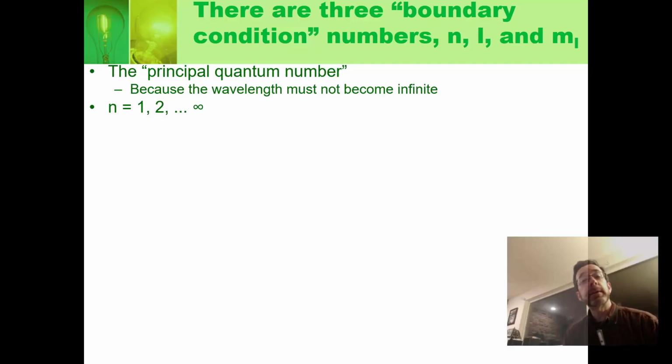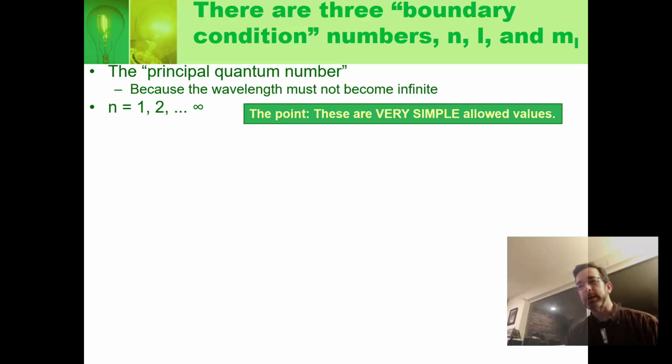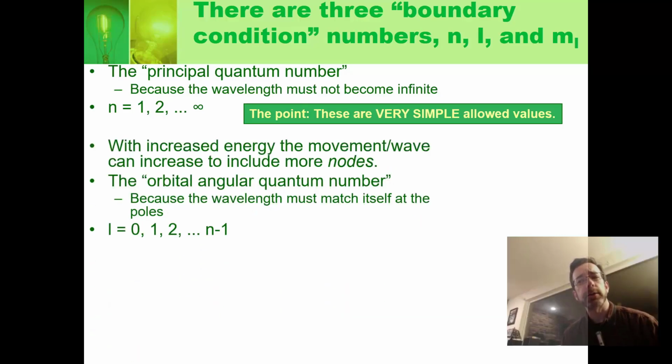N is the principal quantum number, and it's the one that's sort of easiest to visualize and understand. Basically, it's based on the boundary that the wavelength cannot be infinite. There's no such thing as an infinite wavelength electron. That doesn't make any sense, so we exclude it from this situation. So that boundary results in the n equals 1, 2, all the way up to infinity that we showed you, that looks like the particle in the box. These are very simple allowed values, and you can't have n equals 1.5 because waves cannot do that.